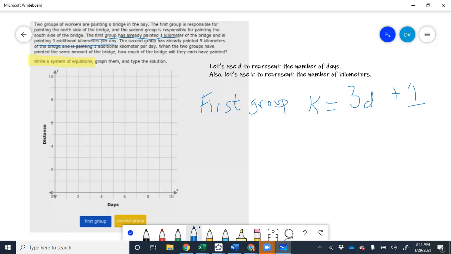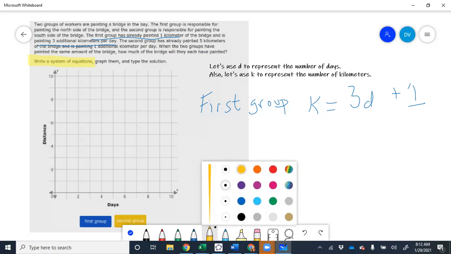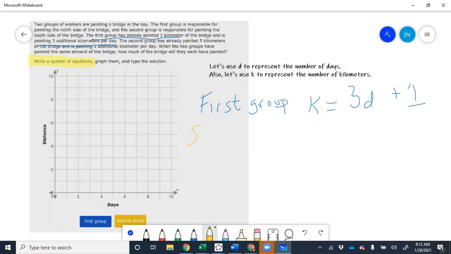Let's use yellow for the second group. The number of kilometers that they paint, let's go back up here and highlight the second group. They already had 5 done, and they do 1 every day. So their equation will be the 5 that they've already done added to 1 every day. And there we go. So now we have 2 equations, and we can graph them.